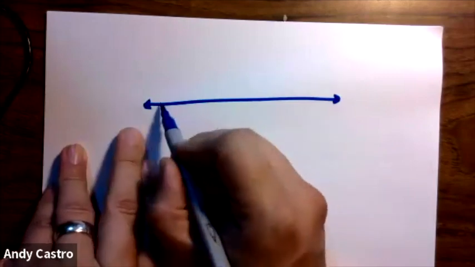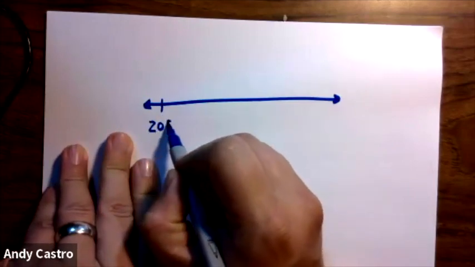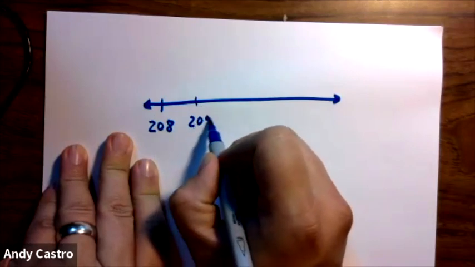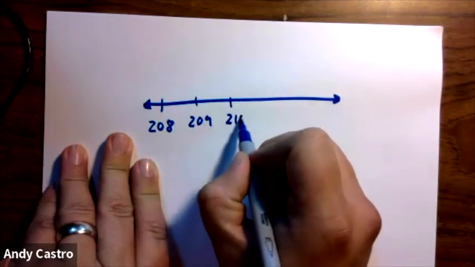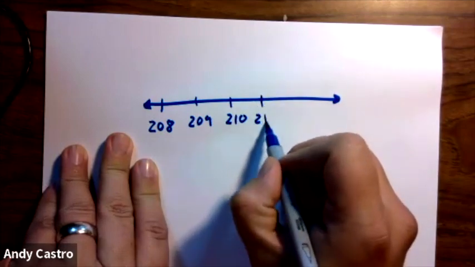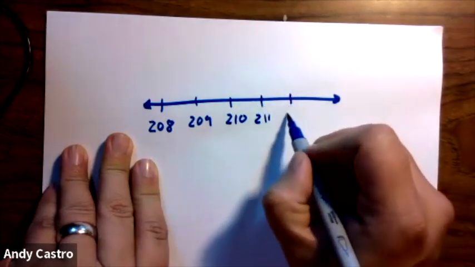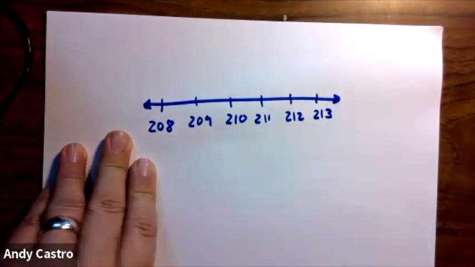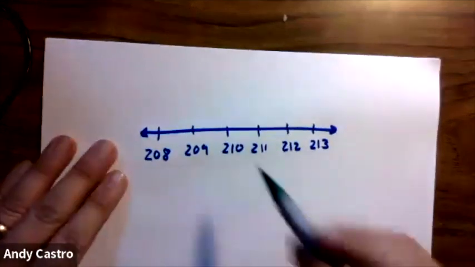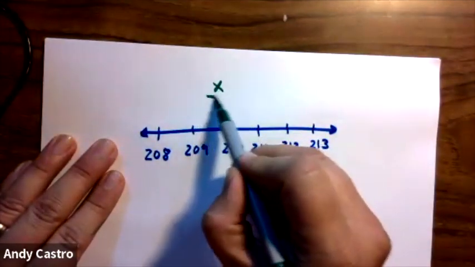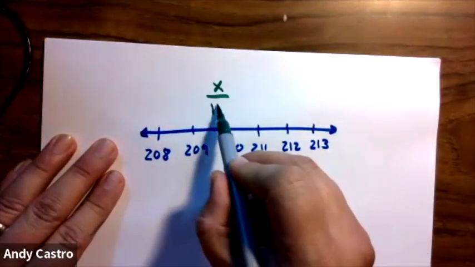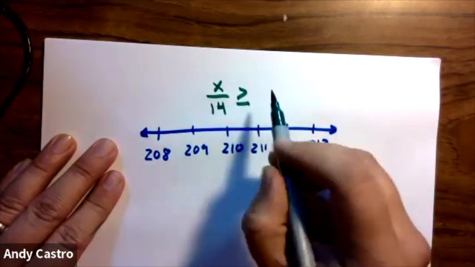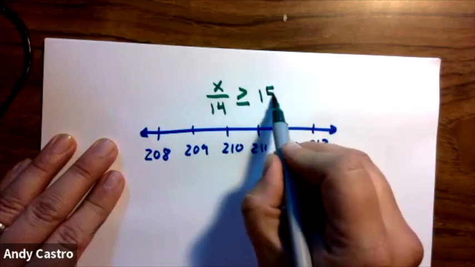This one here, we're going to start at 208, 209, 210, 211, 212, 213. And we have x divided by 14 is greater than or equal to 15.